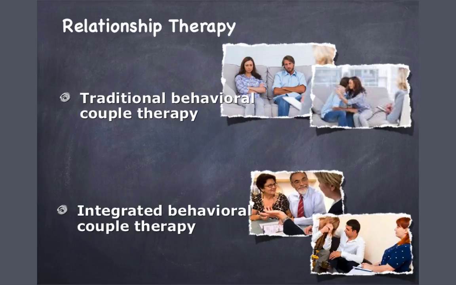Now the third class of therapy is relationship therapy, and it attempts to involve patients' interpersonal relationships or create new relationships to support patients' efforts to address psychological problems. There are two forms we'll touch on on this slide. The first is traditional behavioral couple therapy, which focuses on behavior change. You observe interactions to assess the accuracy of complaints.